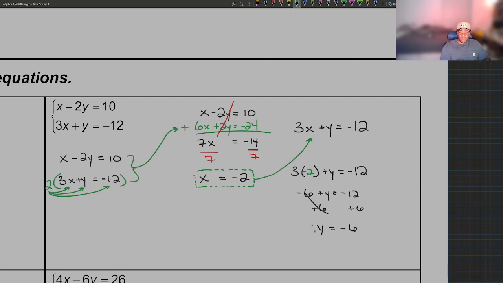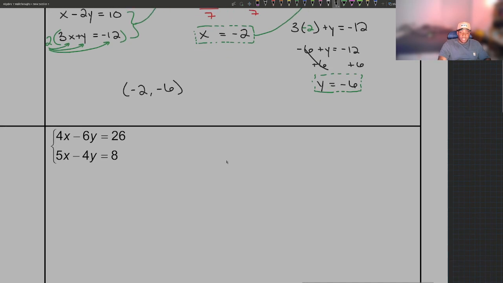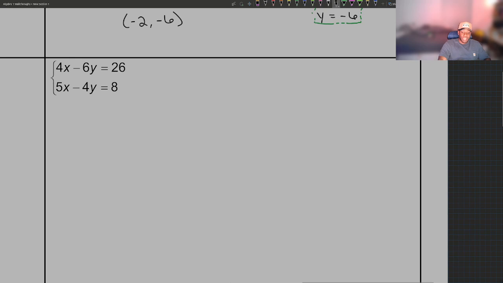So again, we have an x value, we have a y value. We know where these lines cross on the coordinate grid. It is at the point negative 2, comma, negative 6. All right? A couple more like this, and then we'll handle a couple of application problems, a couple of conceptual things, and we'll get to go.